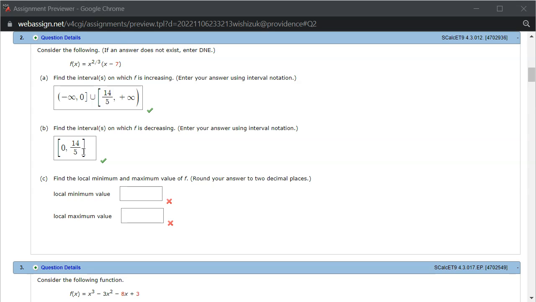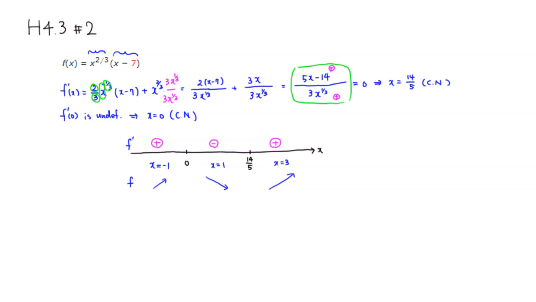I came back and we got part A and part B correctly. Part C is finding a local minimum and a local maximum. Since the function goes up and then turns to going down, you're going to have a maximum there. And it goes down to going up at 14 over 5, so you're going to have a minimum there. We just need to compute these. If you plug in 0, f of 0 is 0. That one's easy, 0 times anything is 0.